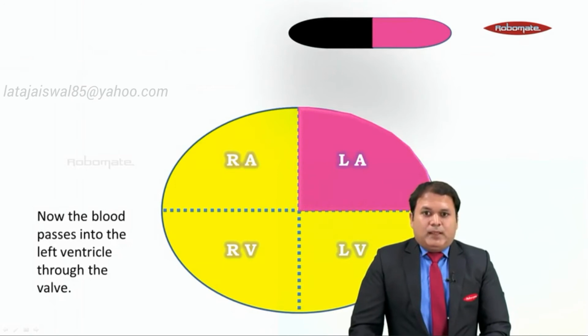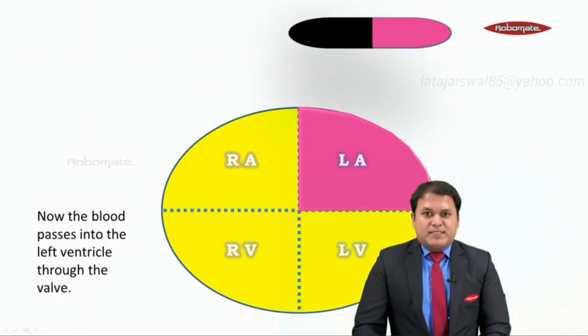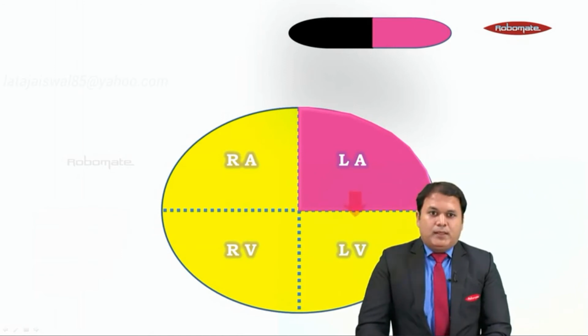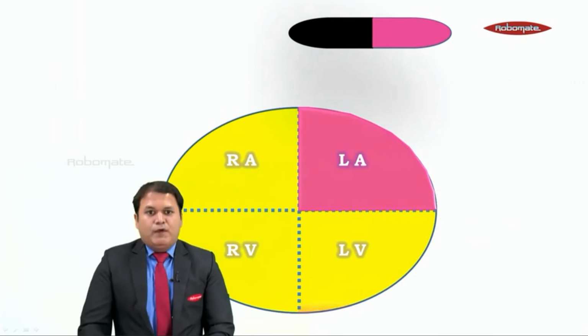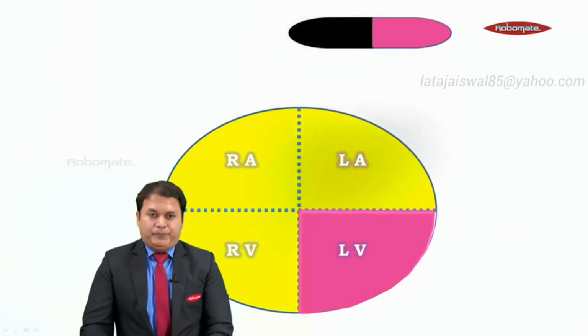Now the blood from the left atrium passes into the left ventricle again through a valve. So here the valve opens and the blood from the left atrium flows into the left ventricle.